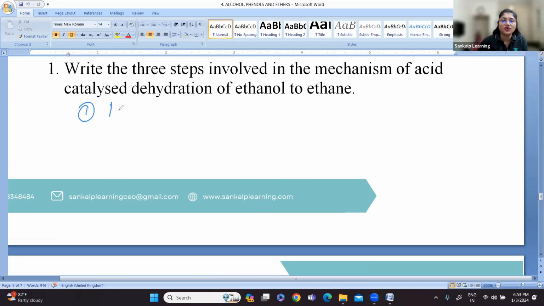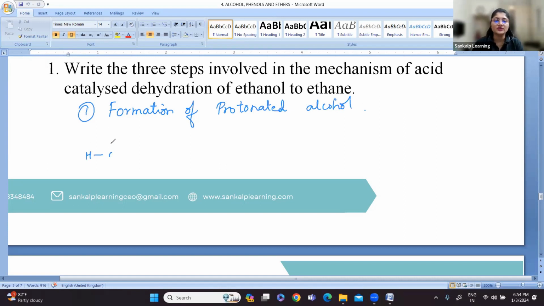First step is formation of what is that? Formation of protonated alcohol. Okay, formation of protonated alcohol. So this is the first. So what is happening here? So I'll write the structure of ethanol first. Okay, so this is our ethanol.